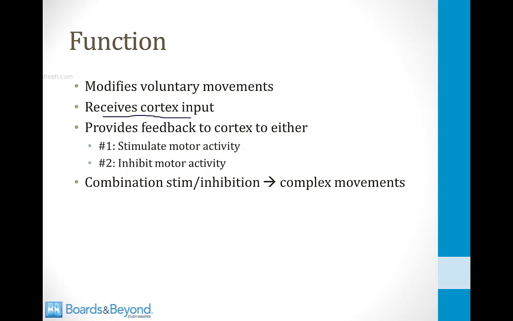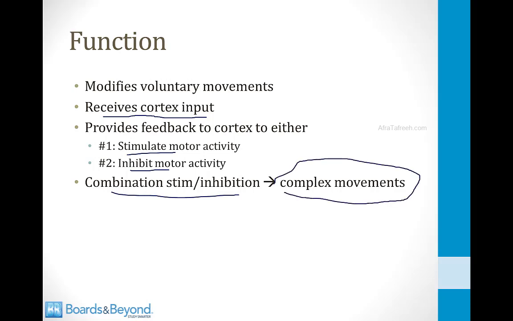It gets input from the cortex to tell it what the body wants to do, and then it provides feedback to the cortex to either stimulate motor activity or inhibit. Usually it does both to generate a complex movement. This combination is what helps us do complex maneuvers with our body.